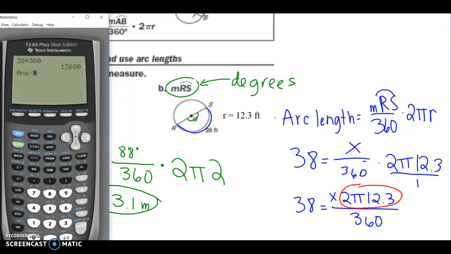To both sides, you times it by 38. Multiply it by 38, and you get the other side. And I'm going to multiply it by 2 pi 12.3, all in parentheses. That's what I got. Wait, I actually got 176.